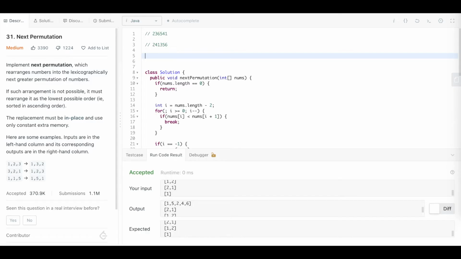Now we go back to the problem. I will explain my understanding of the next permutation. Here on the board, there are two numbers. I can tell you now that the second number is the next permutation of the first number.